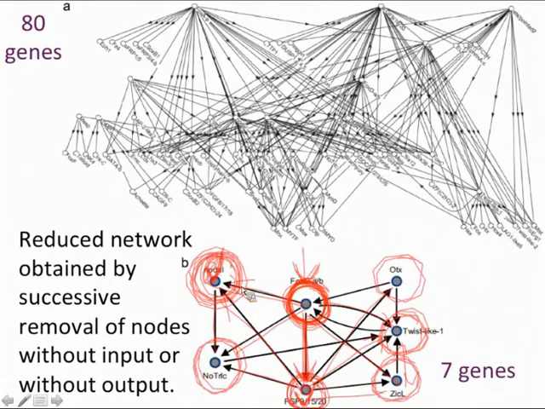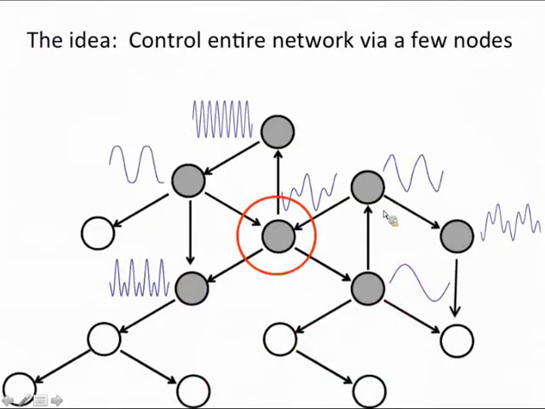So the question is, how do we find that one gene? Just to review, the idea is we want to control an entire network via just a few nodes. I don't need to know this one, because if I know this one, we're saying maybe this is periodic with this particular period, and knowing this will output a particular solution for this.